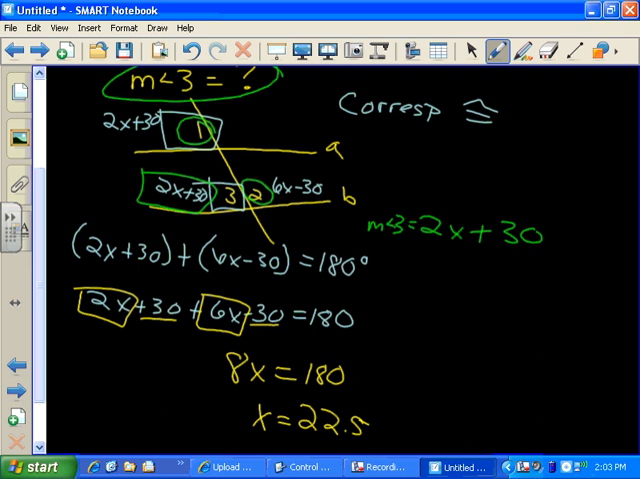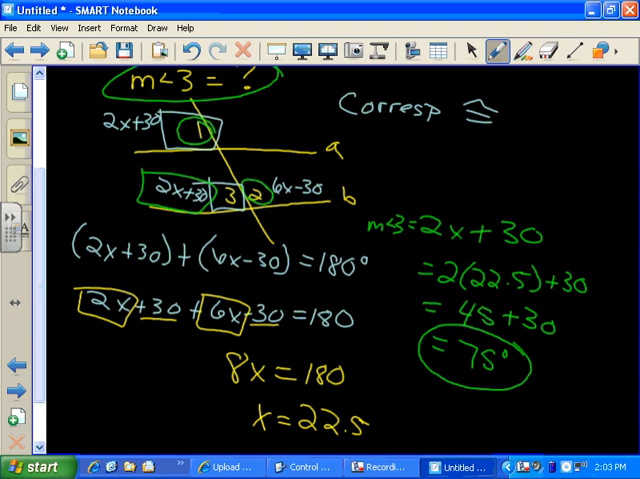I'm going to plug in my 22.5 for x. And the measure of angle 3 is 2 times 22.5. That's going to give us 45. And so the measure of angle 3, when we add those together, is 75 degrees. So this one's also complicated, not because it asked for 5 different answers, but because it did not give us a straight relationship from the beginning.